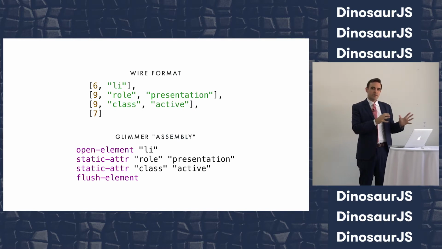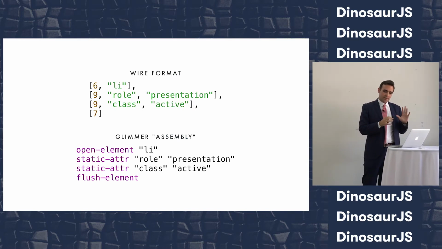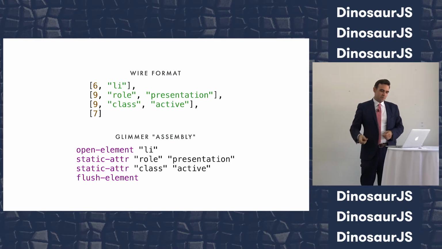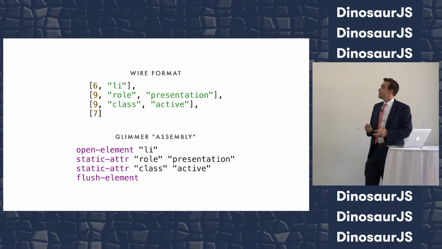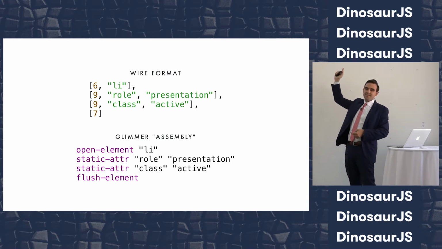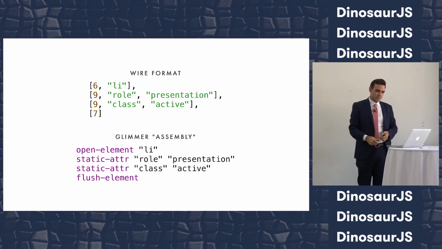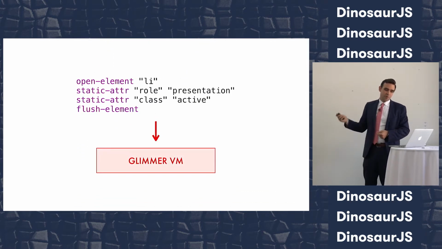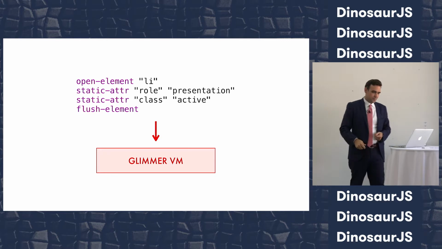This is both for compactness and also because it unlocks a few optimizations in JavaScript VMs like V8. But if we were to represent this in a totally hypothetical assembly language, it might look like this, kind of like a linearized set of instructions. And then we take those instructions and we run them on top of the Glimmer VM.